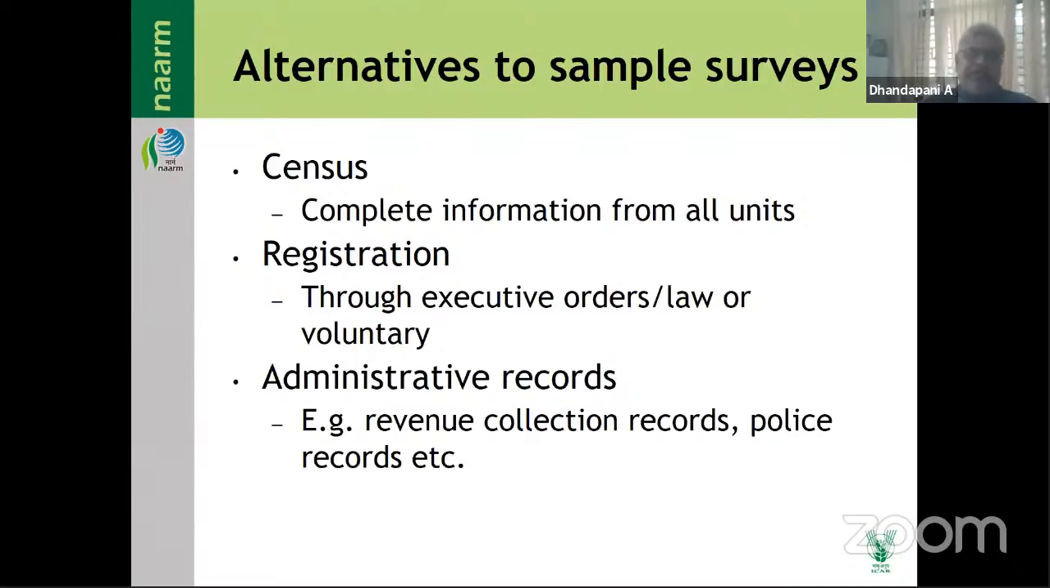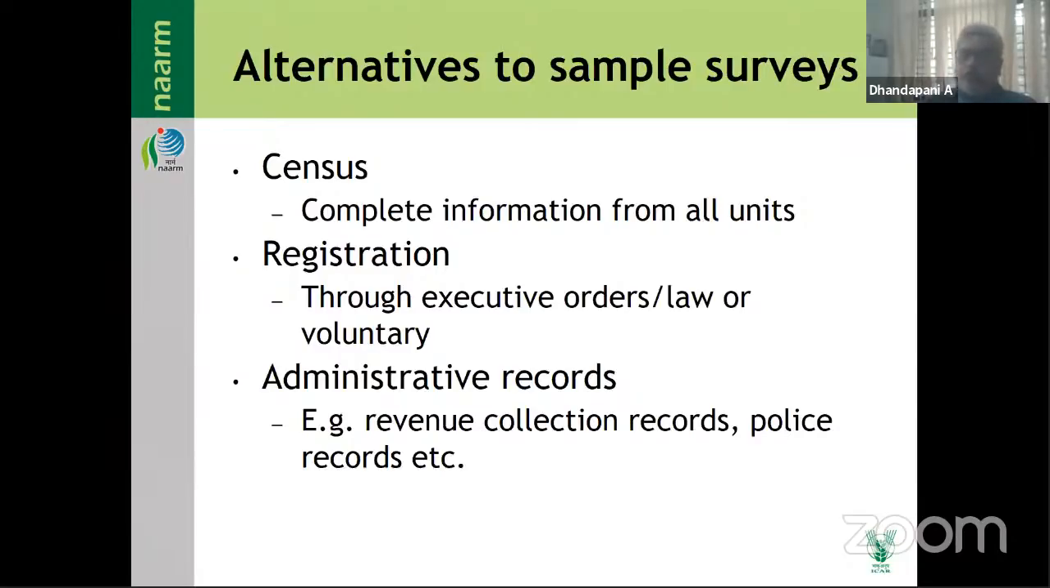The other alternative is to go for a registration. A registration is where, through executive orders or a law or even on a voluntary basis, one has to submit the data. For example, the registration system in our country, you may be knowing about it: the birth register and death register. By law, all births should be registered, and again, all deaths should be registered. In the same way, for health reasons, there are certain communicable diseases. If any doctor comes across one, it should be registered. So this is another way.